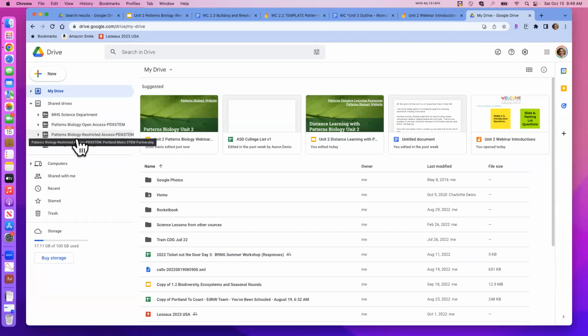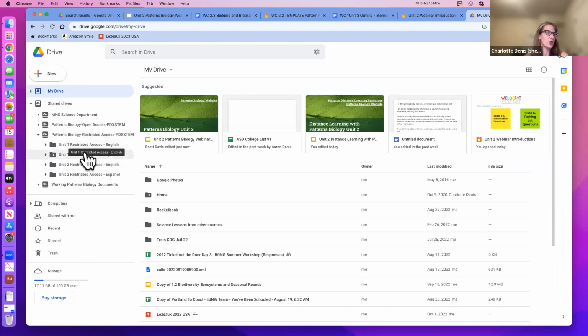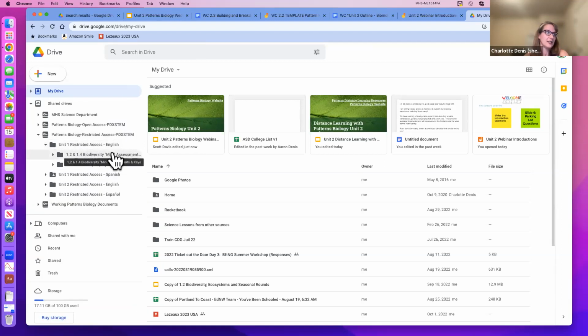Oh, okay. And then can you just quickly say again what you had said? So the restricted one is the one that has all the keys. Correct. So we're teachers just like all of you, and this is work that we do outside of our teaching day. So when we have keys that we have made, we put them in the restricted folder. So that would be like assessments.